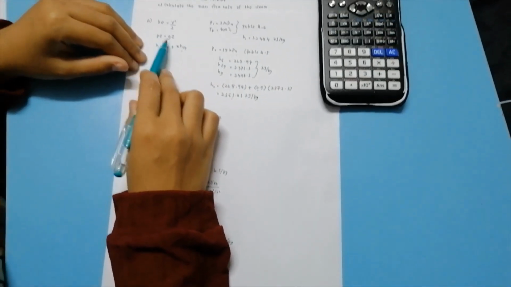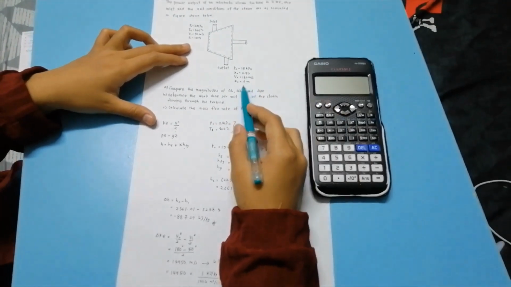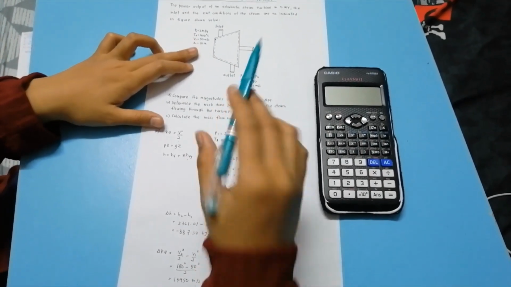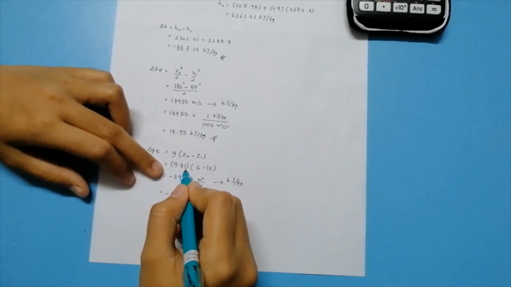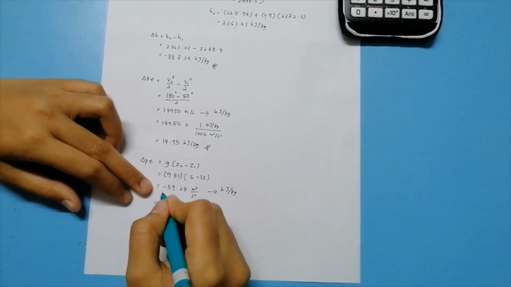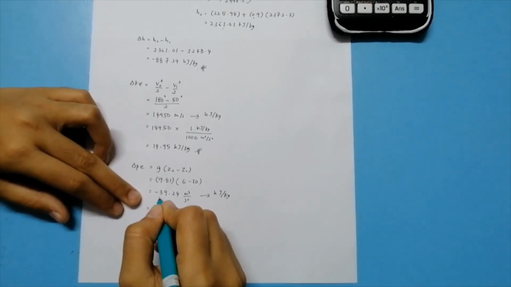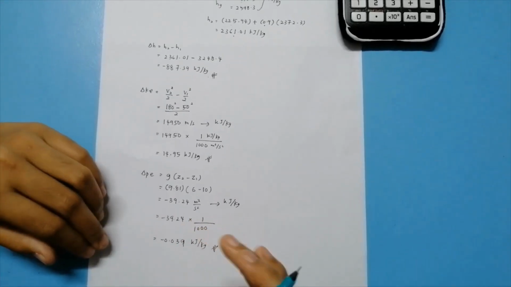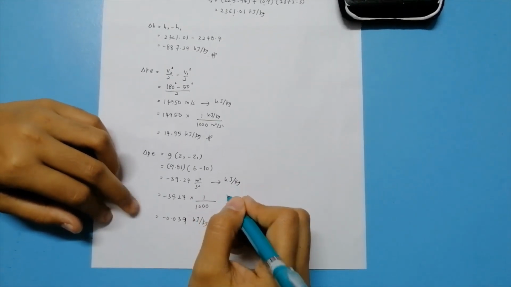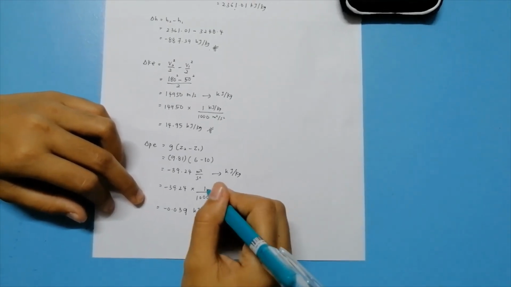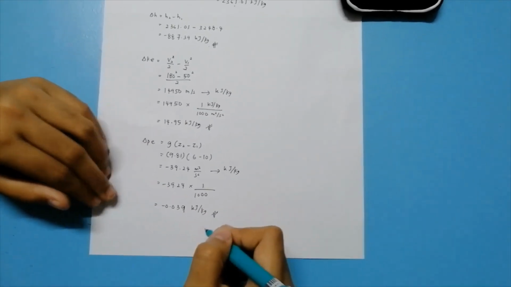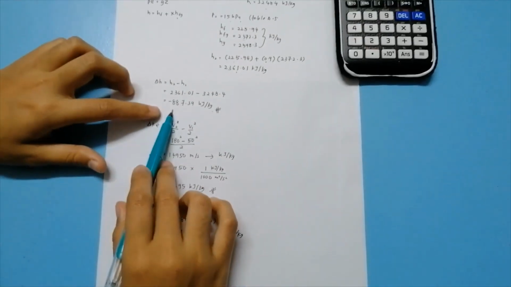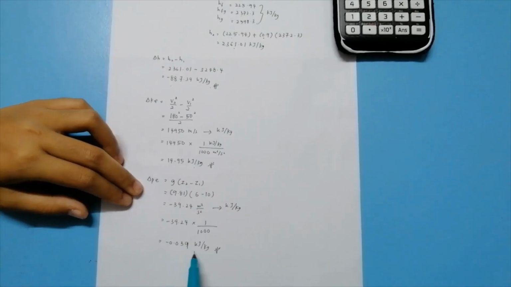We have the formula, which is PE equal to gZ. From the information given, Z2 is 6 and Z1 is 10. So we just substitute the value in this formula: g is 9.81 and Z2 6 minus 10, and we get negative 39.24. And also we have to convert it into kilojoule over kilogram, which we have to times by 1 over 1000, and we get the answer negative 0.039 kilojoule per kilogram. This is the value for change of enthalpy, change of kinetic energy, and change of potential energy.